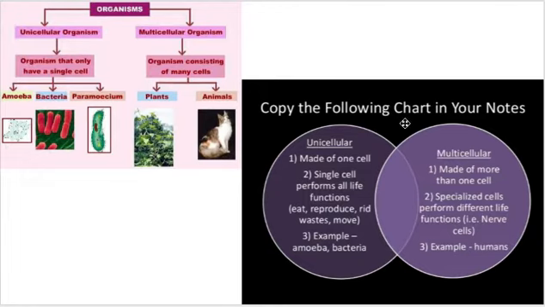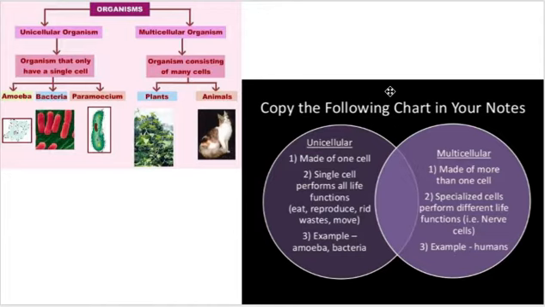So you don't need to copy this down, but I'm sure there are going to be questions in your notes about this. Unicellular organisms are made up of one cell. The single cell in those organisms performs all the functions. So that cell does the eating, the reproducing, the removing of waste, the moving of the cell itself. The example again: amoebas, bacteria.